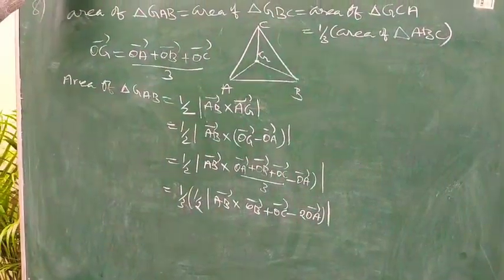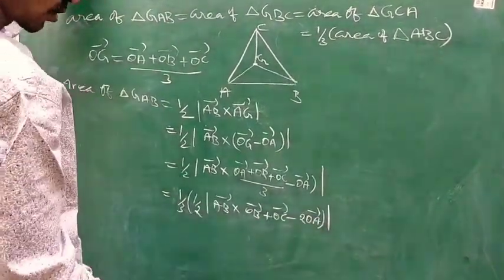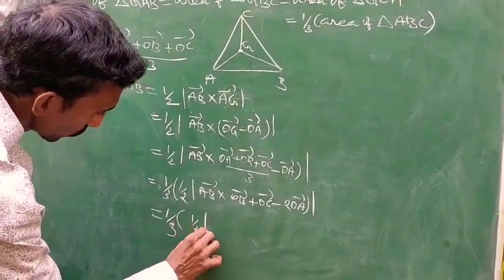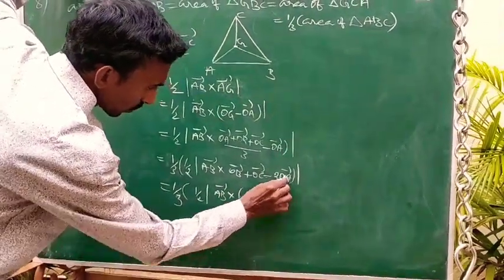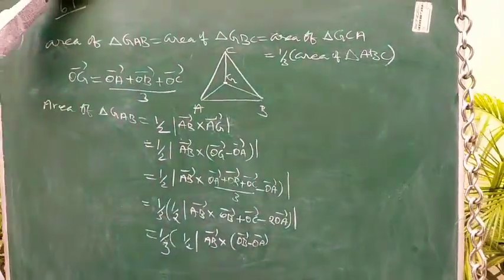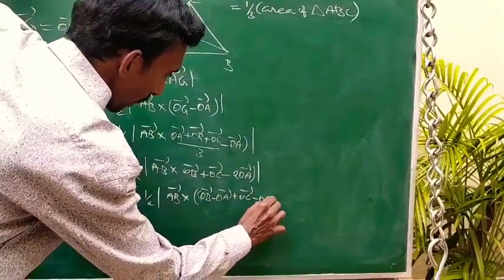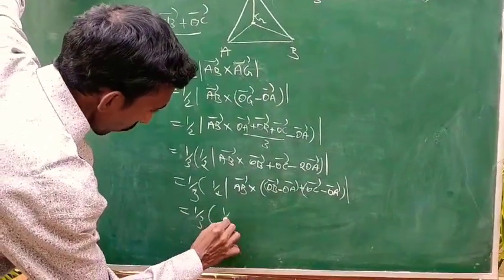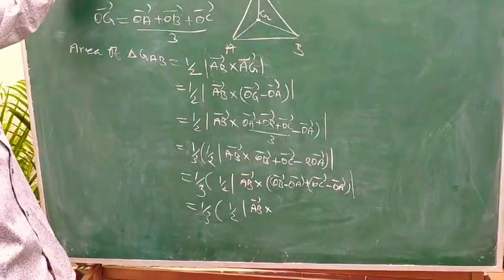Okay, so just divide into 2 minus OA minus OA. So 1 by 3 into 1 by 2 magnitude of AB cross, take it into 2, OB minus OA, similarly plus OC minus OA. So 1 by 3 into 1 by 2 AB cross OB minus OA, head and tail rule.